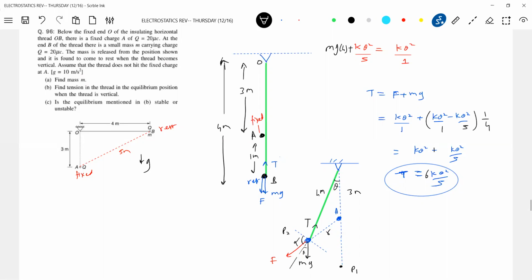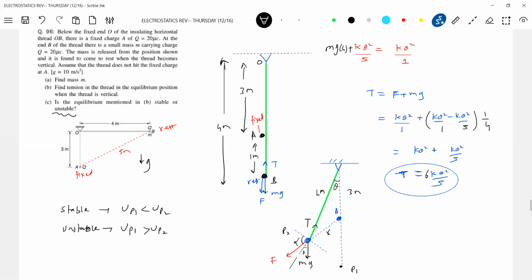I think better to write the interaction potential energy, total potential of the system at P2 and P1. If unstable, U at P1 will be greater than at P2. I think I'll write the condition. Unstable means U at P1 will be less than U at P2. Stable, if unstable, U at P1 will be greater than U at P2. Total potential here, both gravitational and interaction. I think through potential energy we should analyze. The answer is given as unstable. Check.